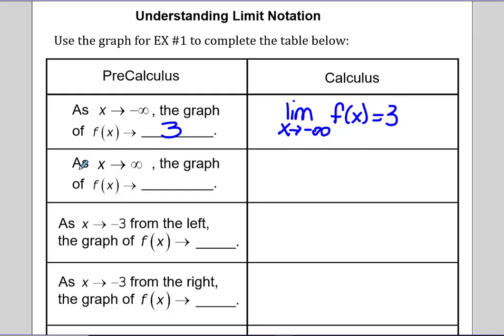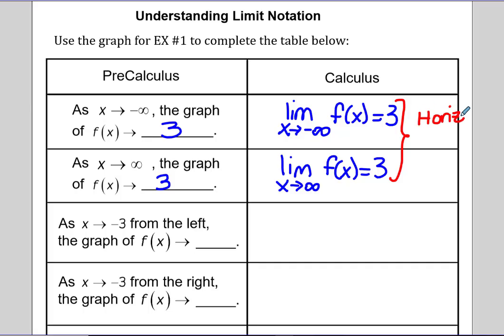And likewise, as we approach +infinity, if you take a look at the graph, the y values are approaching 3. So as x approaches +infinity, the function values are approaching 3. This is the limit notation for a horizontal asymptote. So we can use limit notation or pre-calc notation. We're going to want to favor this more.